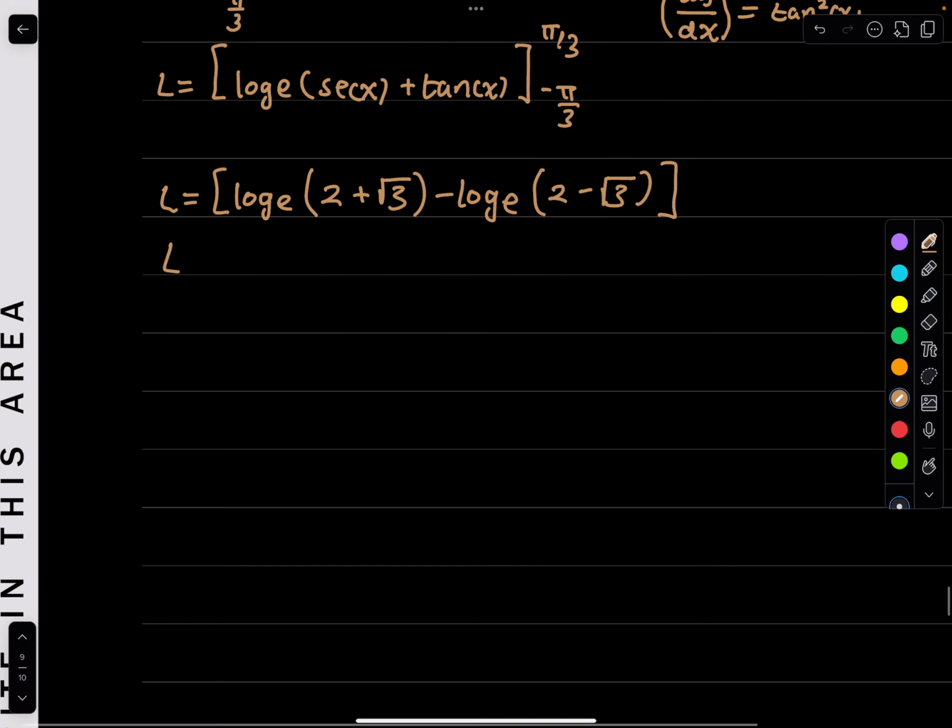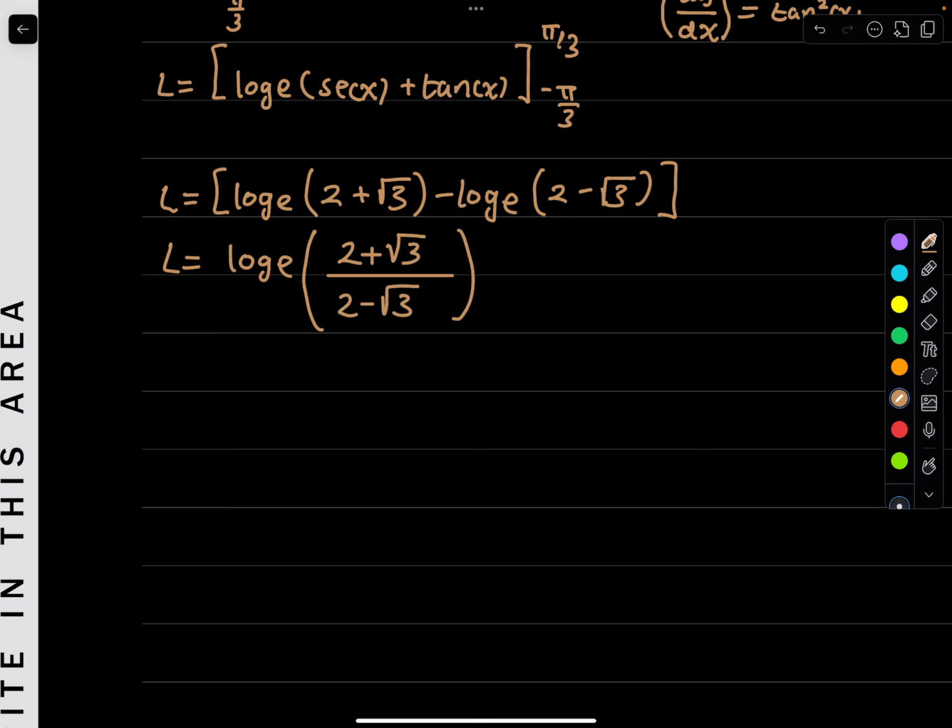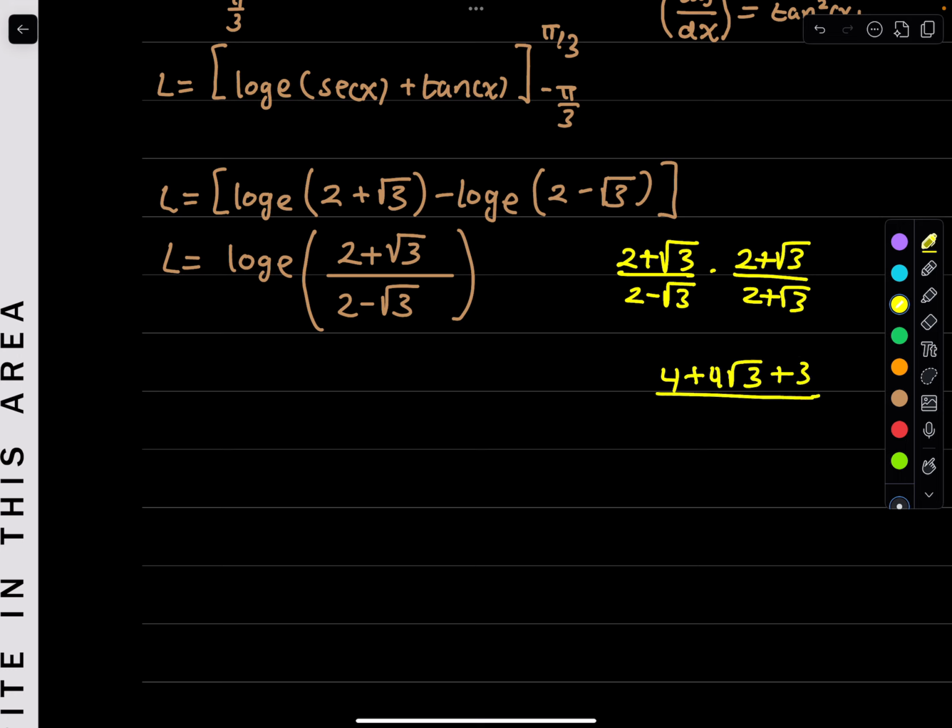There it is. Two logs minusing, what happens? Of course, they divide. And we can actually rationalize it, so let me just write it here, rationalize that. 2 plus root 3 over 2 minus root 3, multiplying by 2 plus root 3. So it'll be 4 plus 4 root 3 plus 3, all over 4 minus 3. This becomes a 1, so it's just this, which is 7 plus 4 root 3.